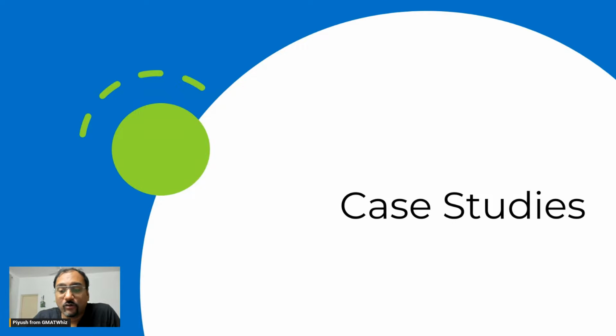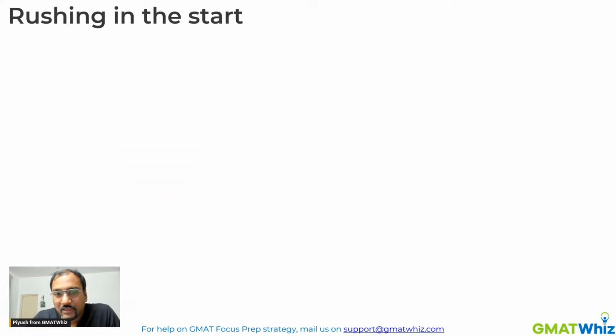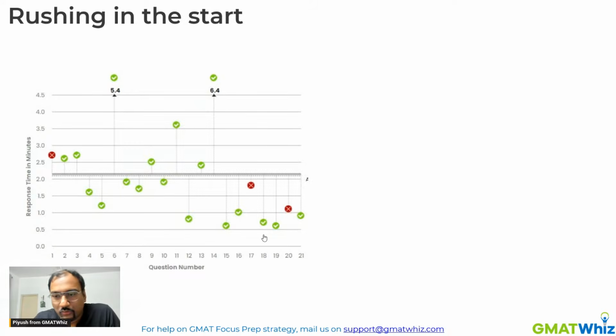Okay. Now let's take on a few case studies. So one example I'll show you guys. This is again mock analysis. So the student, for example, if you see, the scorecard looks all good, right? Like it's the quant section. He ended up scoring low on quant. I think 81, 82 was the score that he got.